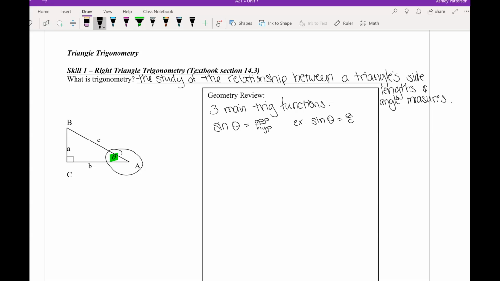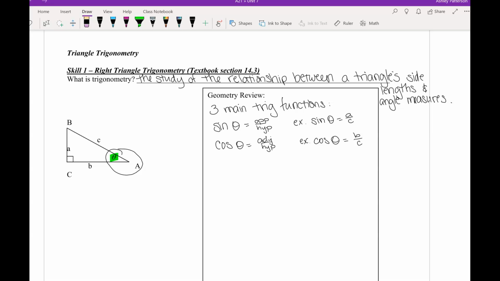Okay, we've got sine, we have cosine. So the cosine of theta is the adjacent over the hypotenuse. Our example for the cosine of theta, well, the adjacent is what is right next to it. If you're adjacent, you're next to. Okay, and then again, the hypotenuse is across from the 90-degree angle, so we say little b over little c.